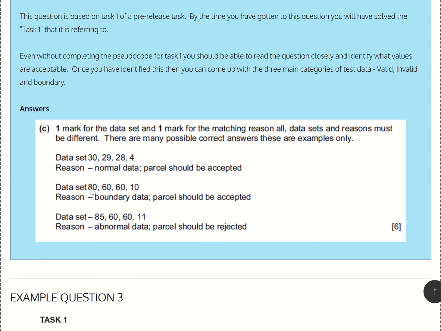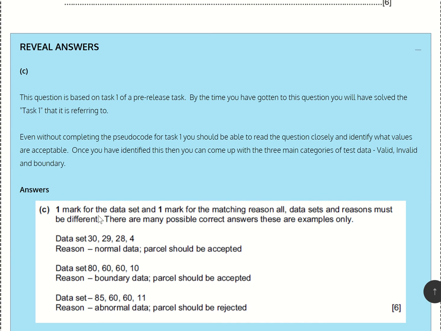The highest dimension is 80 and the sum of the dimensions is 200 and the weight is 10, so it's boundary at the edge. And this is abnormal because the weight is more than 10 and one dimension is more than 80, it's 85. Right.